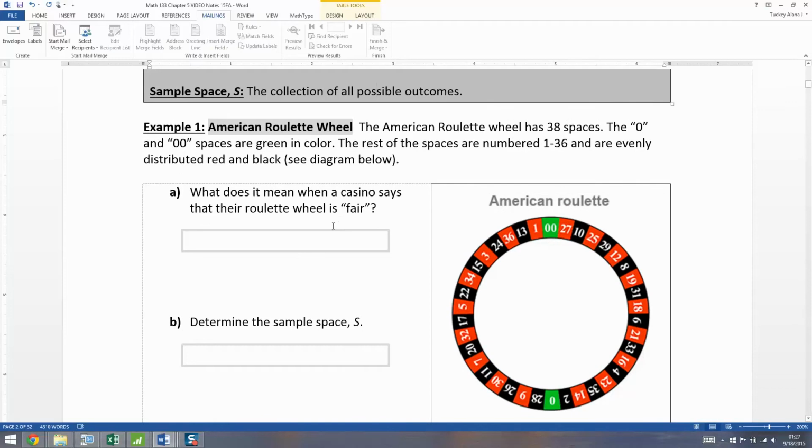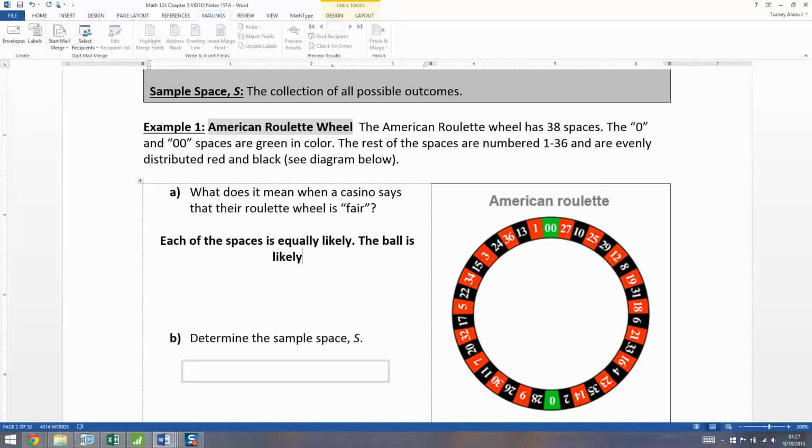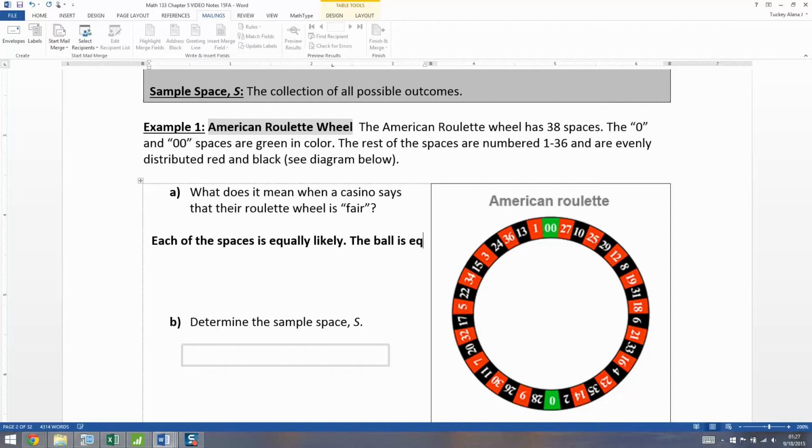So, if a casino claims that their roulette is fair, and quite frankly, usually they are because they don't need to rig it. It's already rigged in the way that you bet, and we'll see that a little bit more later. So the roulette wheel is fair. What that means is that every one of the spaces is equally likely, right? So the ball is just as likely to land in any one space. You have a little metal ball, and it rolls around the wheel, and it lands in one of the spaces. The ball is equally likely to land in any one space.